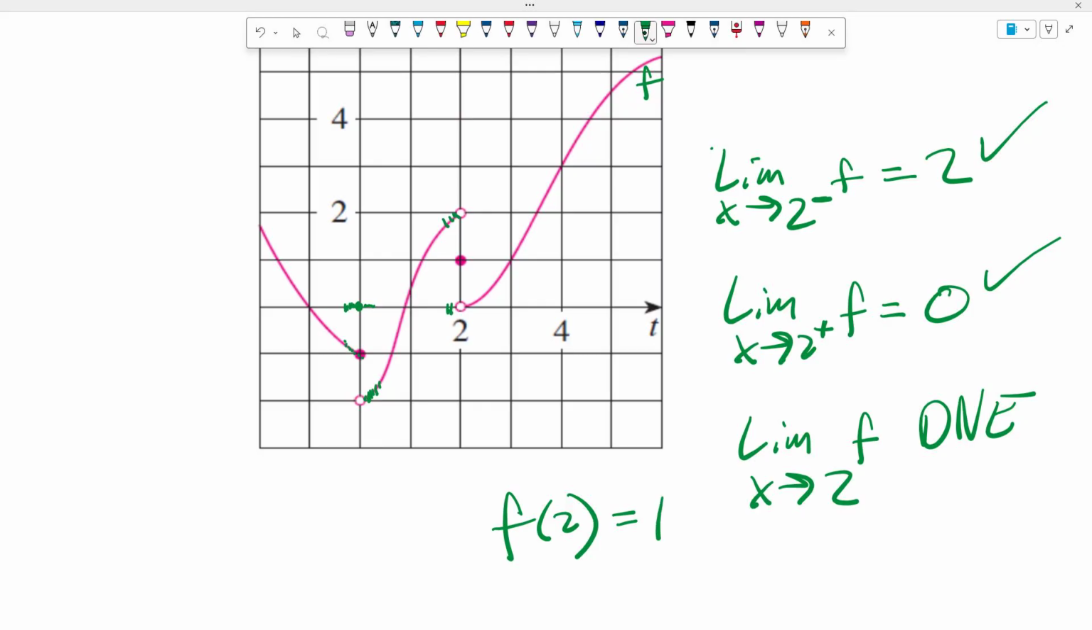It's definitely discontinuous at 2. Is it continuous from the left? No, because the left-hand limit does not equal the function value. Is it continuous from the right? No, because the right-hand limit, 0, does not equal the function value. Okay. Unlike at 0, it is continuous from the left.